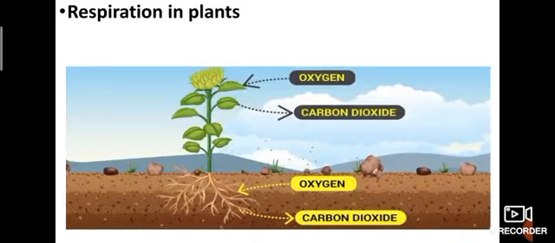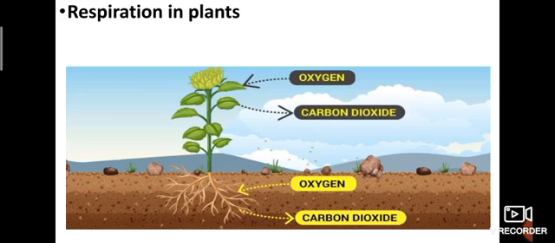Okay, what about plants? During the daytime, in sunlight, how do plants breathe? Plants take carbon dioxide and release oxygen. But the plant roots take oxygen and release carbon dioxide. We know plants also respire. They take in carbon dioxide present in the atmosphere and use it in the process of photosynthesis to produce food. As a result of photosynthesis, they release oxygen into the environment. That's why we get the oxygen.